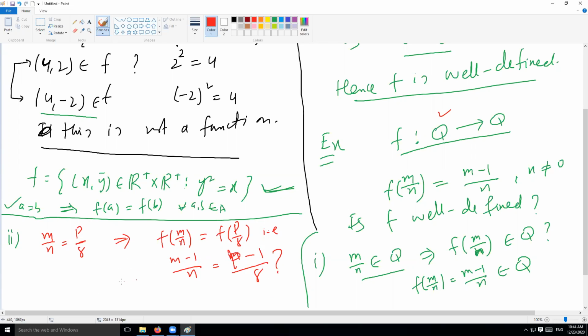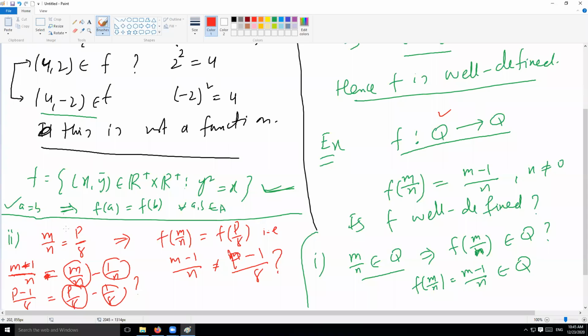Now, check actually. Let me first show you the reason why this is not necessarily true. Because think about it, m minus 1 upon n can be written as m upon n minus 1 upon n, and p minus 1 upon q is equal to p upon q minus 1 upon q. I know about m upon n and p upon q that they are equal to each other. Is it necessary that these two should also be equal? No, this is not necessary.